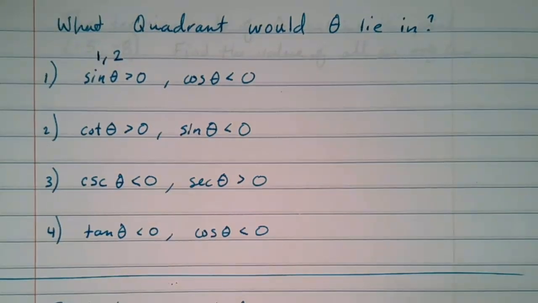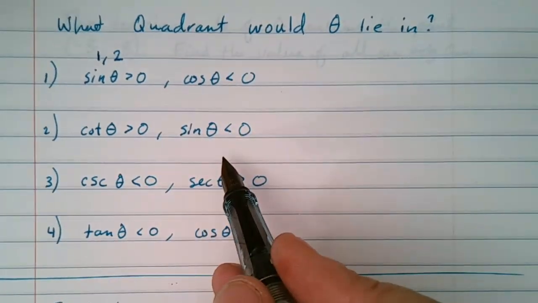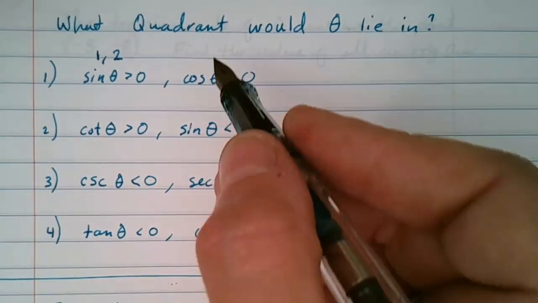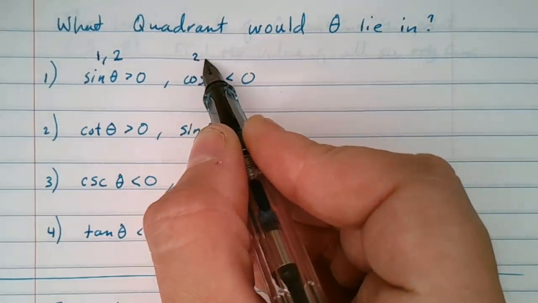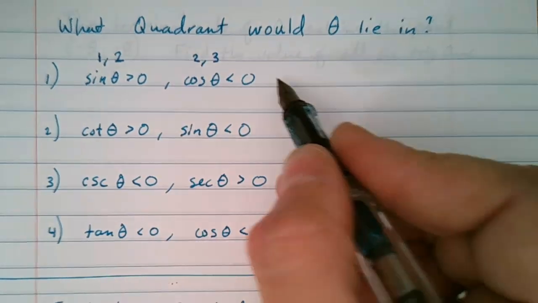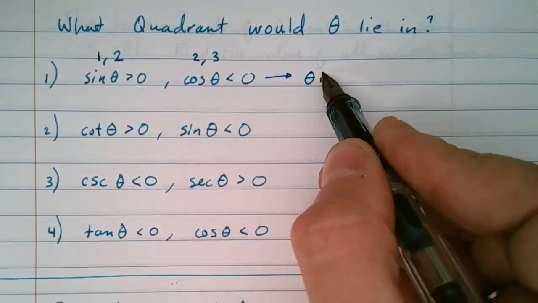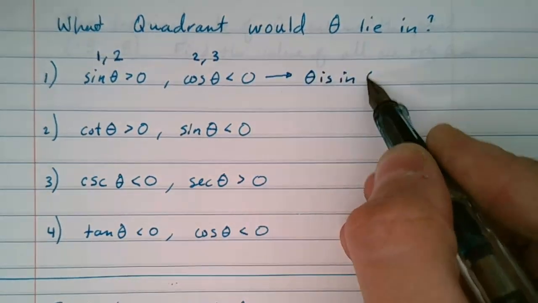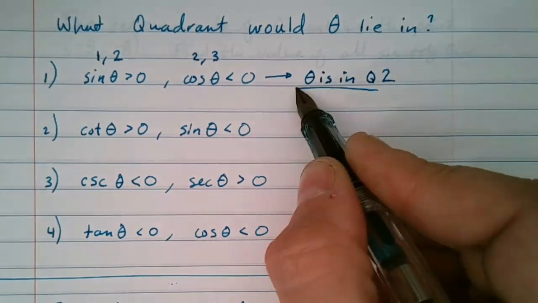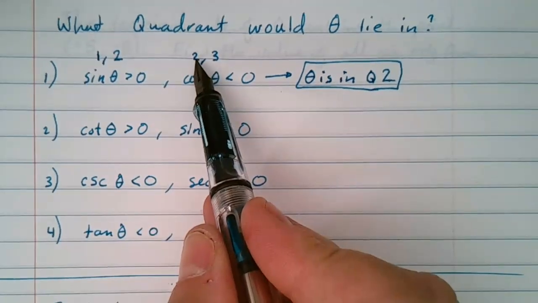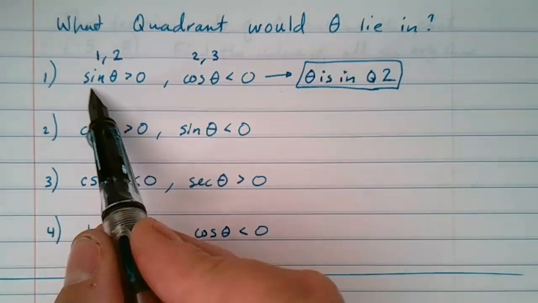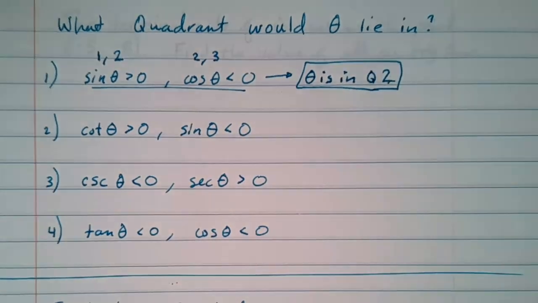Okay? Now, cosine of theta is less than 0. That's a fancy way of saying cosine of theta is negative. Where is cosine of theta negative? Cosine of theta is negative in quadrants 2 and 3. So that means theta is in quadrant 2. Why? Because this is true in 1 and 2, this is true in 2 and 3, and so both of these statements can only be true in quadrant 2. Theta will lie in quadrant 2.